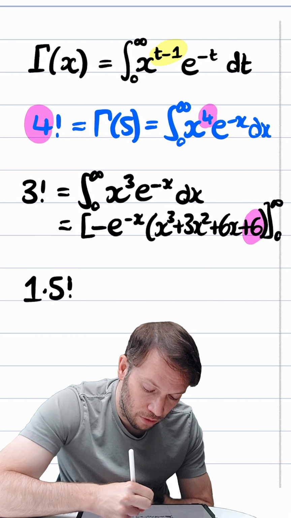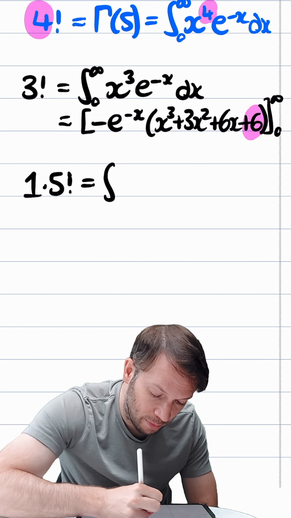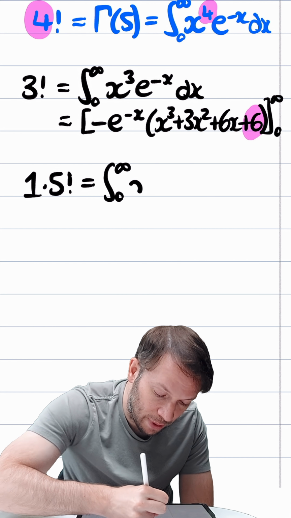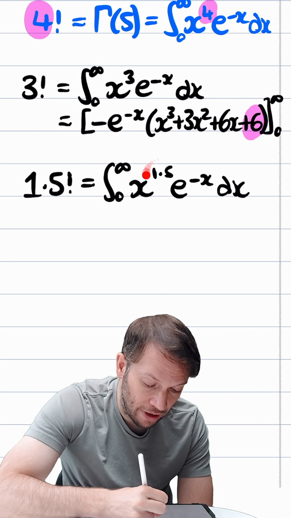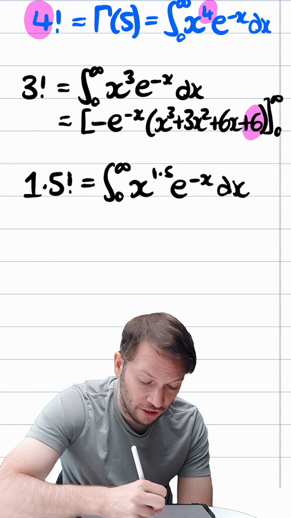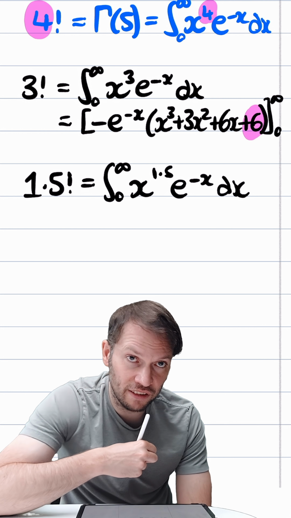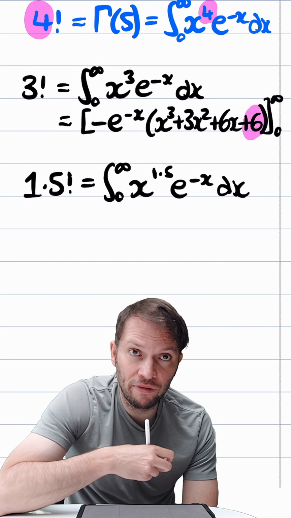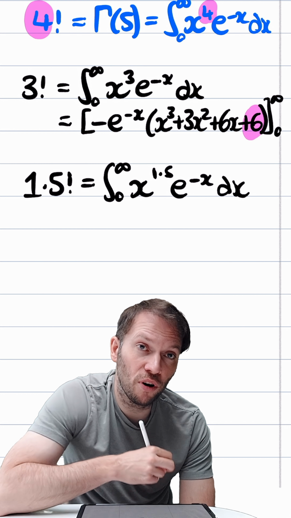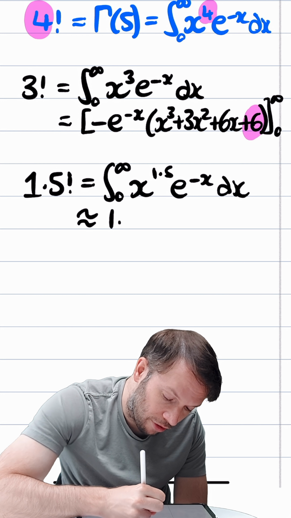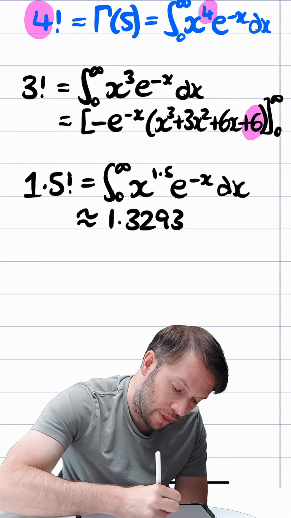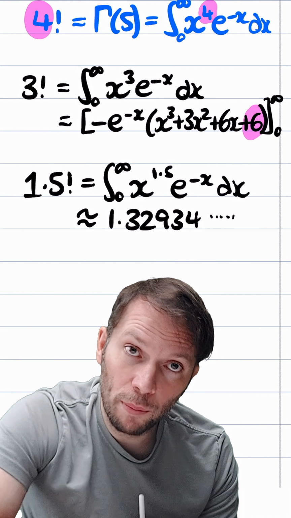Now, what therefore is 1.5 factorial? 1.5 factorial would be equal to the integral between 0 and infinity of x to the power of 1.5 e to the minus x. Now, unfortunately, because this is a fractional power, it turns out that this is not integratable, so we're not going to get an exact solution. But we can use numerical methods like the trapezium rule, for example, to approximate the solution. And if we do, we get approximately 1.32934, etc., etc. So that is 1.5 factorial.